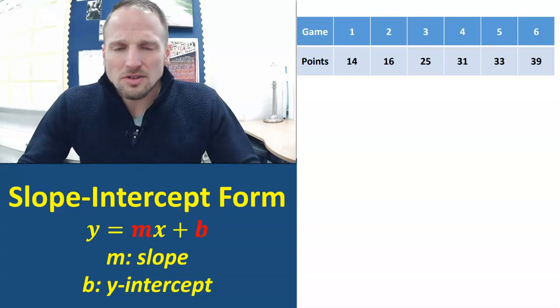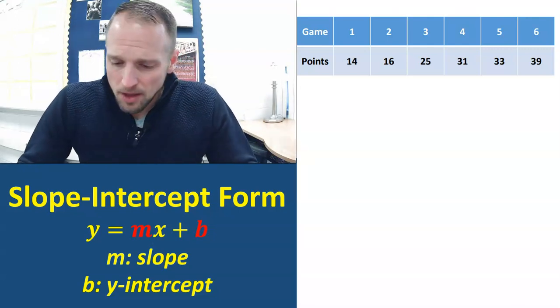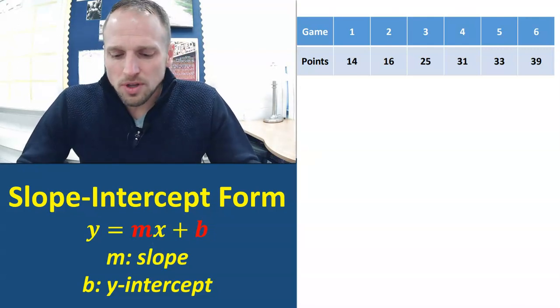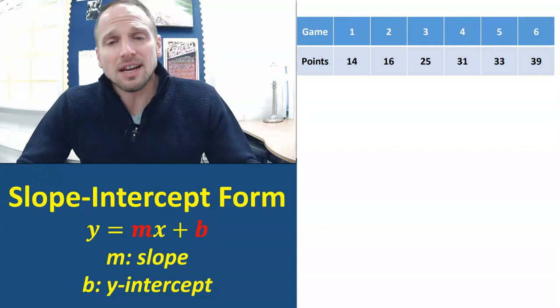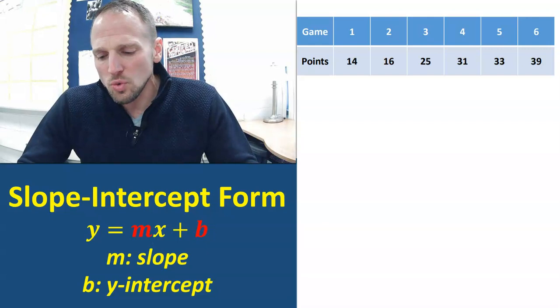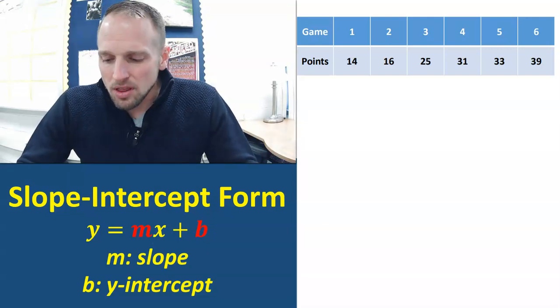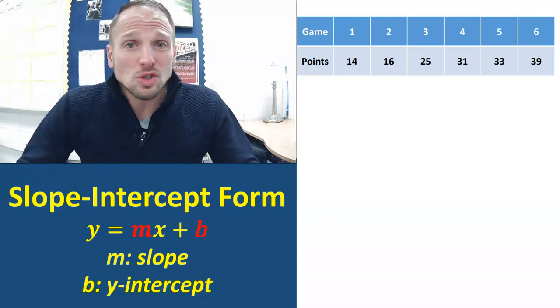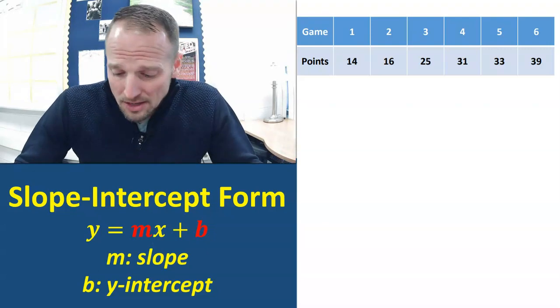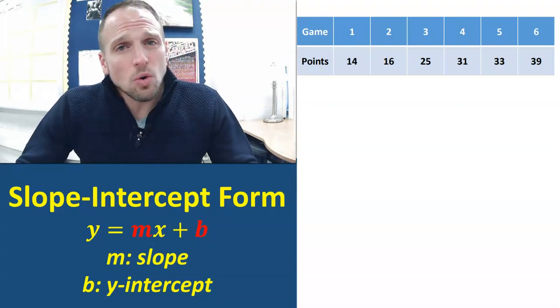So there's some data from a football team, and I'm showing the number of points that they scored. In the first game, they scored 14 points. In the second, they scored 16. In the third, they scored 25. And then 31 and 33 and 39. Now, if I would plot those on a graph, they would not make a straight line. They just don't. But let's write an equation of this line.